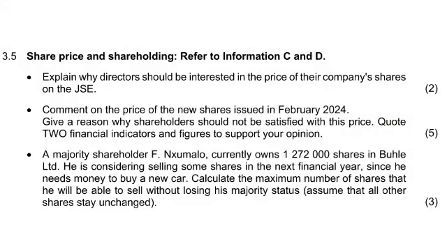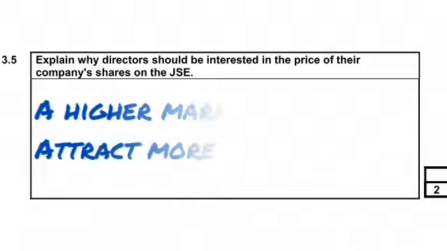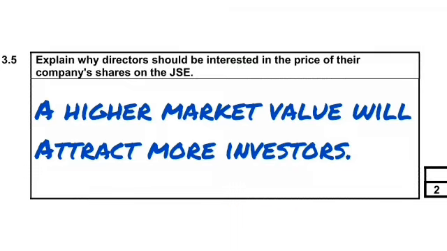3.5, we are looking at share price and shareholding. Refer to information C and D. Bullet number 1 says, explain why the directors should be interested in the price of the company's shares on the JSE. If you're not familiar, the JSE is where the shares of public companies are being traded, and the price that is advertised on the JSE reflects the market price of your shares. So the reason that you should be interested, it means that the market value will attract more investors.